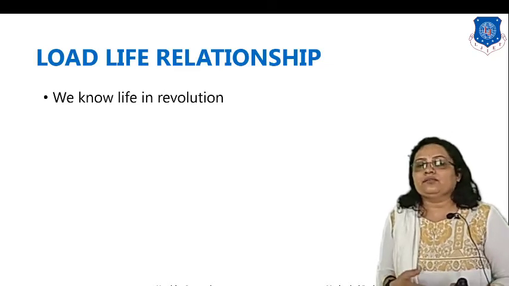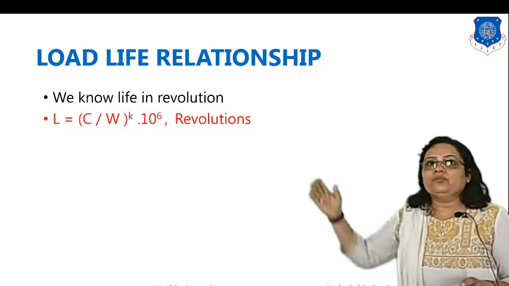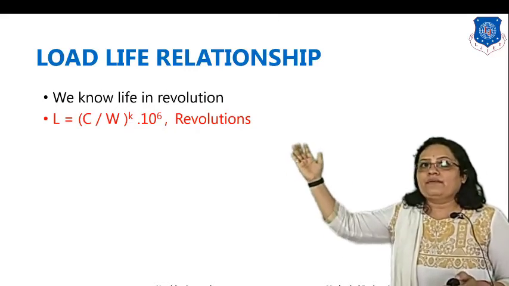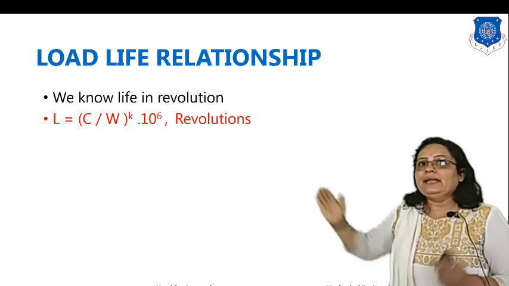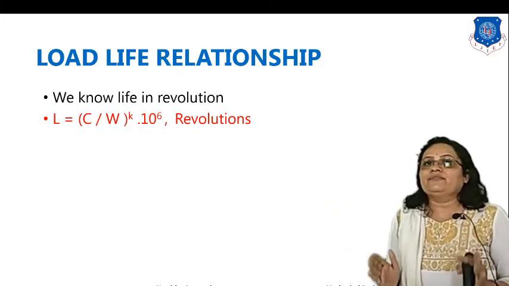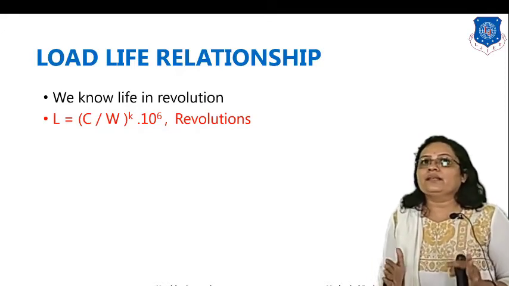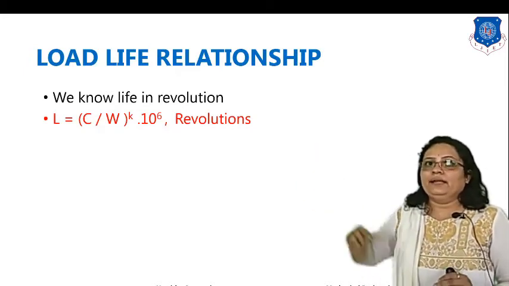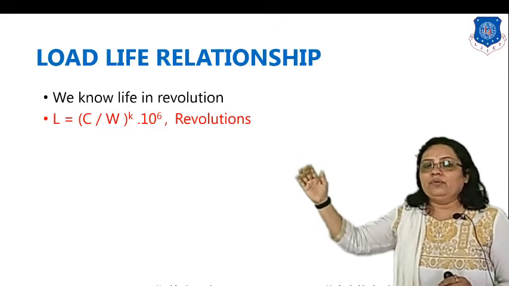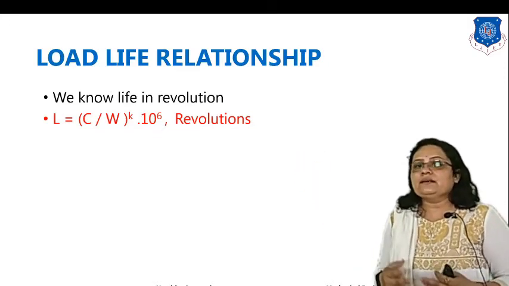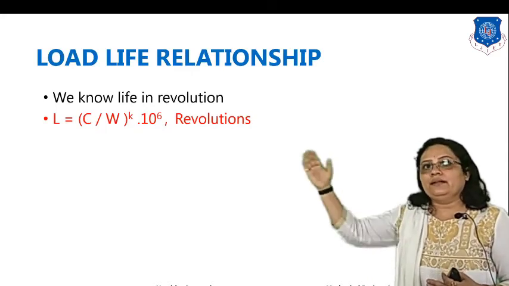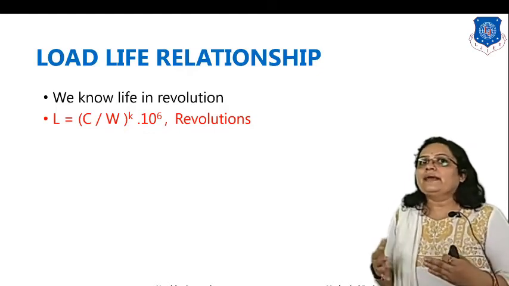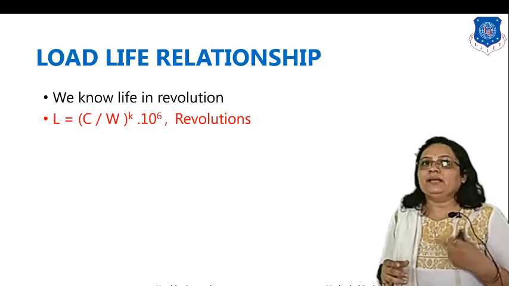This is the equation: L is equal to (C divided by W) whole power K multiplied by 10 raised to power 6 revolutions. Okay, so here L is your rating life, which is the life corresponding to 90% reliability. So L is equal to (C divided by W)^K. Here, if this is the case of a ball bearing, we'll take K is equal to 3, and if this is the case of a roller bearing, K is equal to 10 by 3, and 10 to the power 6 is 1 million revolutions.